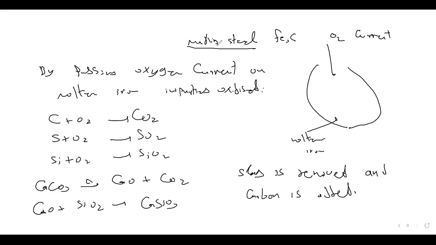So again, in making steel, the difference between iron and steel: you'll find that steel is harder and resists corrosion. Iron with carbon is a steel. By passing an oxygen current into molten iron, impurities are oxidized. Carbon reacts with oxygen to form carbon dioxide. Sulfur reacts with oxygen to form sulfur dioxide. Silicon reacts with oxygen to form silicon dioxide.